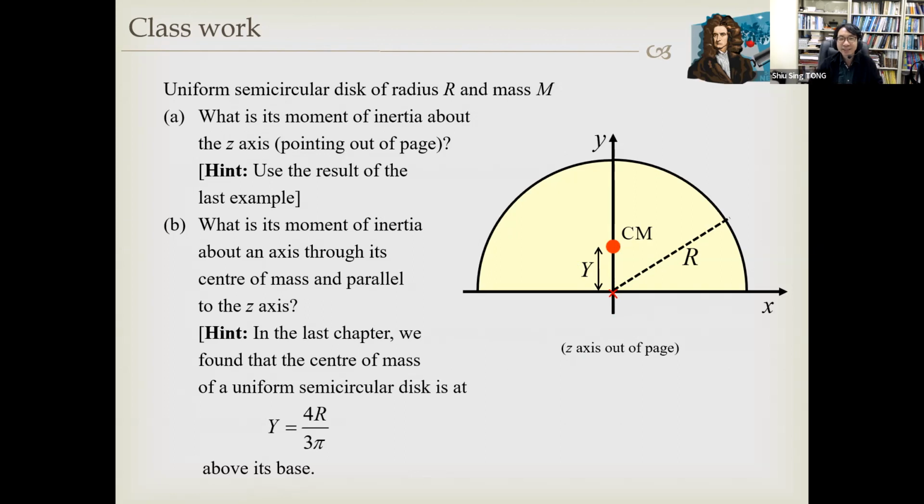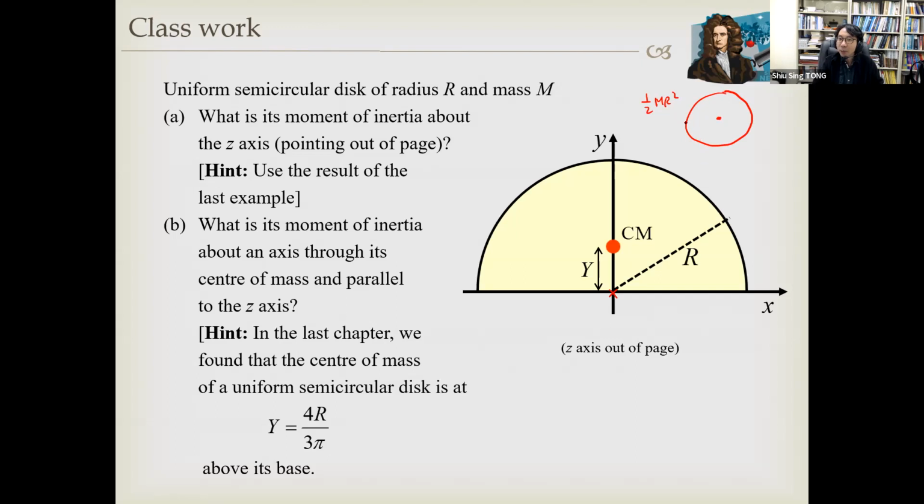Any suggestion? Now, we already have found for a full circle, the moment of inertia about the axis at the center is what? It is half mr², right? So for half of the circle, you may be tempted to reduce the mass by half.